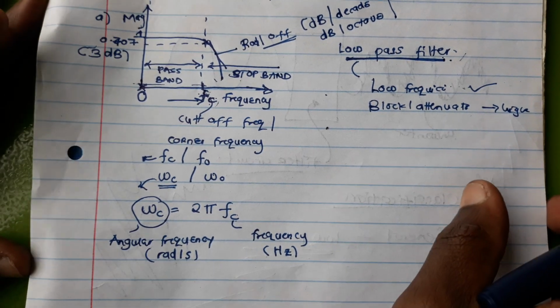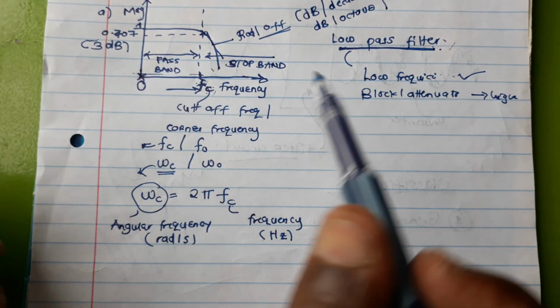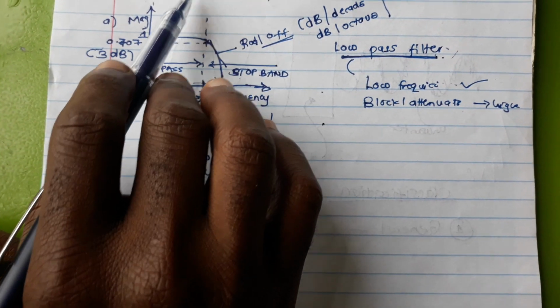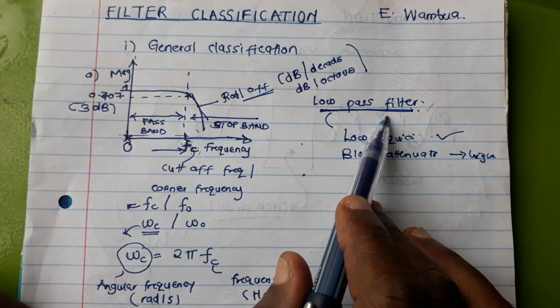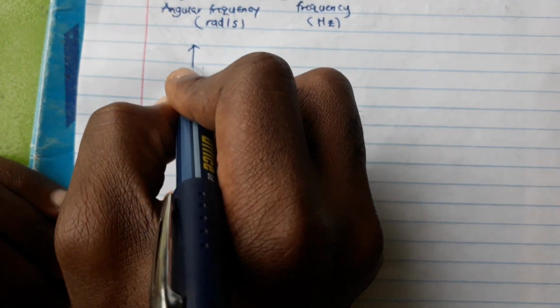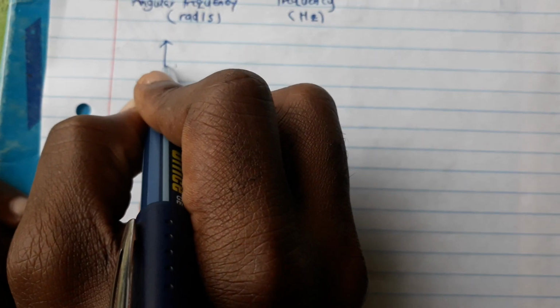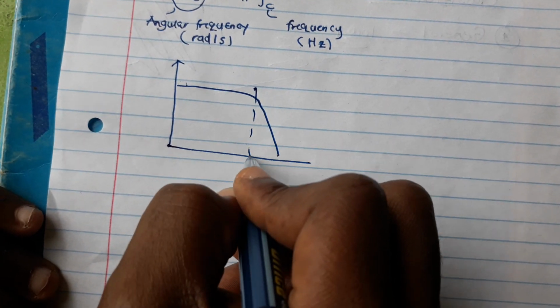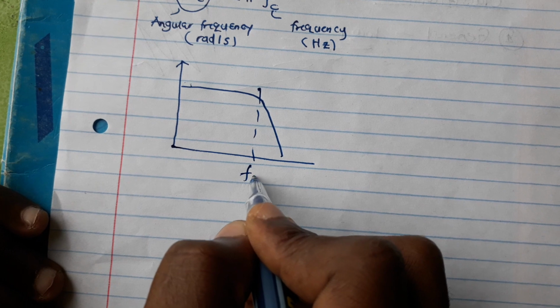So in general classification, we classify these filters as low-pass filter, and as you can see, a low-pass filter allows low frequencies to pass and attenuates any frequencies above a certain frequency, that is FC.